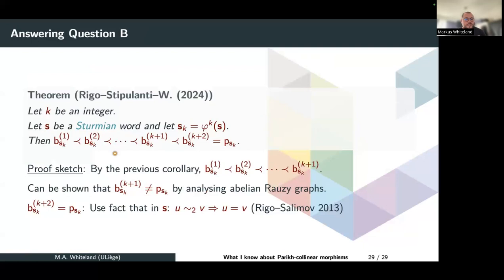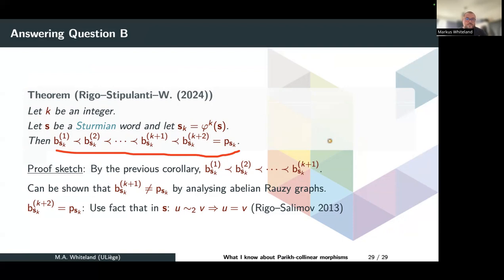And indeed we can. So here, if we take any Sturmian word and we map it with the two-amorph morphism k times, then we will have this chain. And this is essentially the answer to that question posed previously.